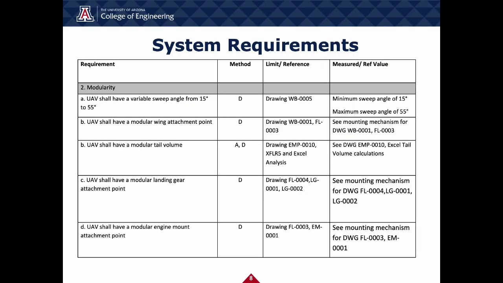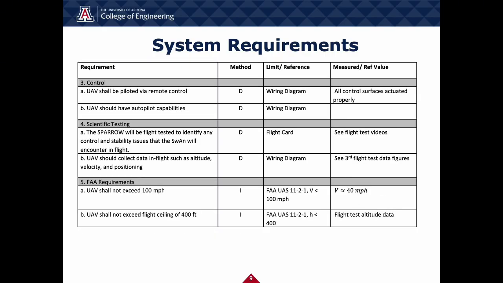Going to our next set here, we have modularity. We shall have a variable sweep angle from 15 to 55 degrees. We shall have a modular wing attachment point, landing gear, and engine mount attachment points, and a modular tail volume.